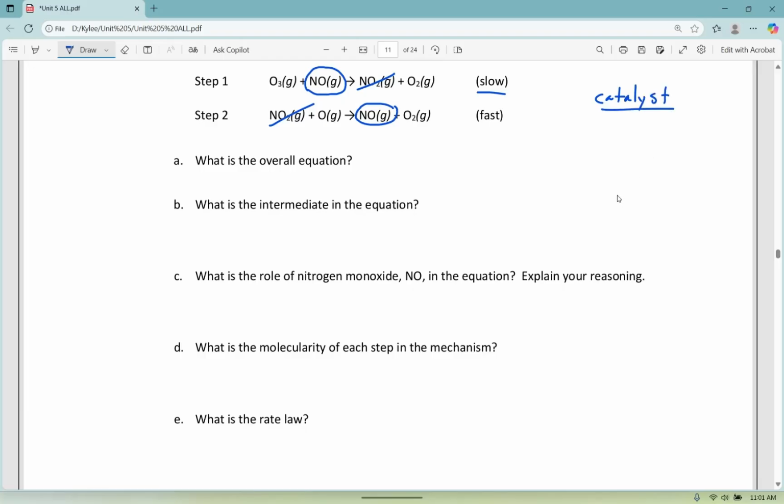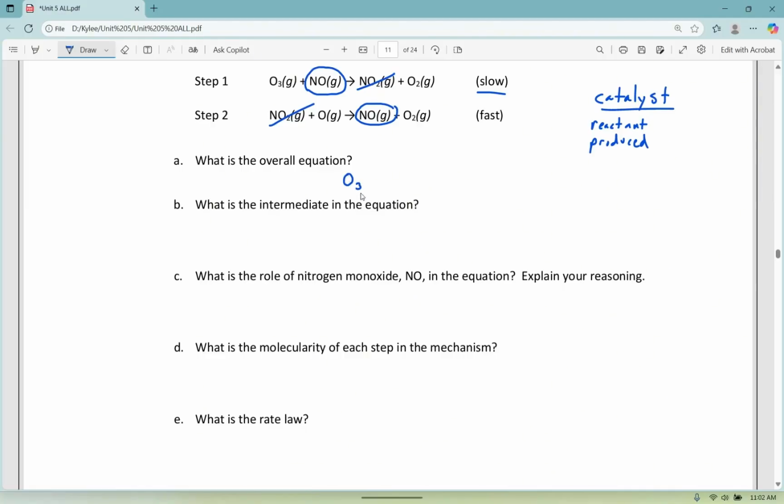A catalyst kind of does the opposite of what an intermediate does. An intermediate shows up as a product first, then gets used up as a reactant. Well, a catalyst will show up as a reactant first, then will be reproduced as a product. And so that's what's happening with that NO. So I actually can get the NO out of there as well. It's not part of the overall reaction.